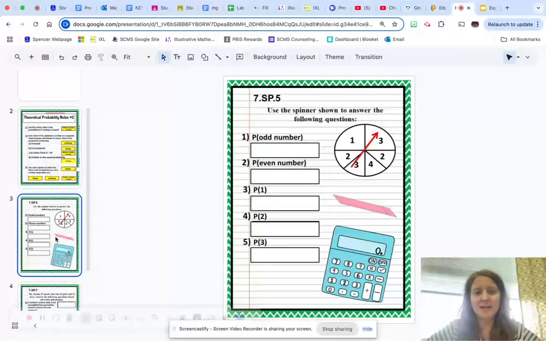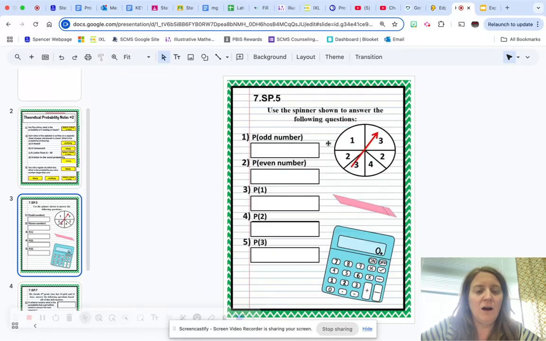All right, on the next slide. This time we're not just doing likely and unlikely. This time we're actually doing fractions in here. So you have a spinner, and you're going to use the spinner as shown in order to answer the question. So we want the probability of an odd number.